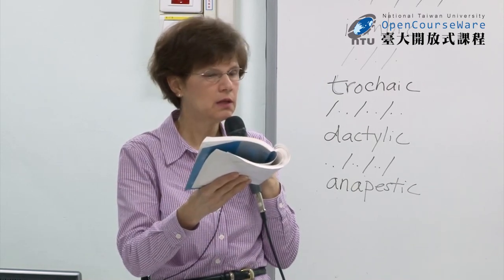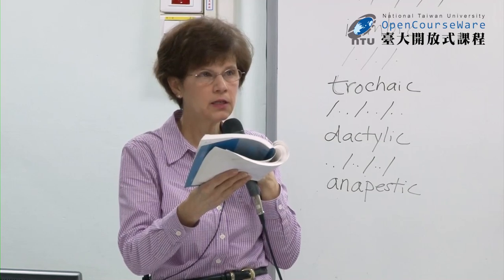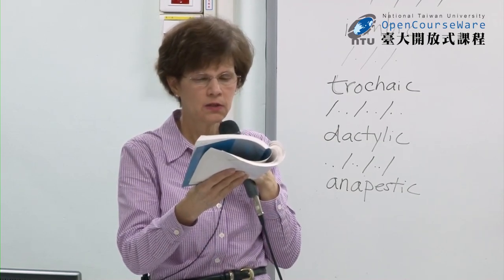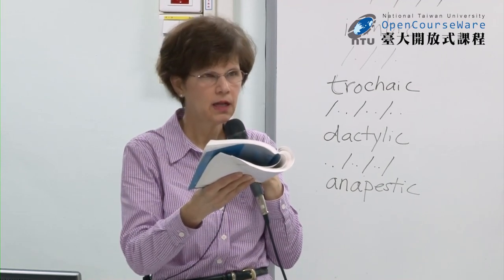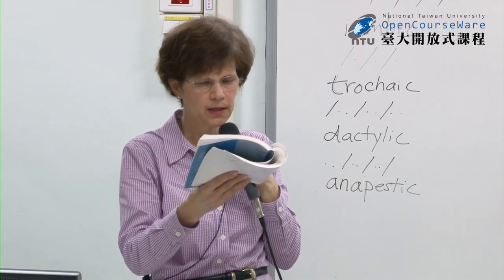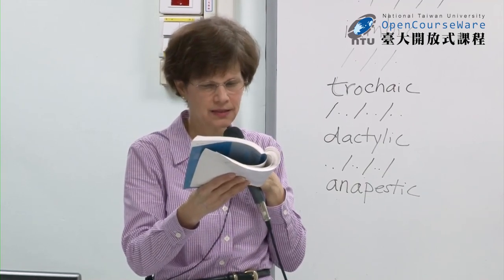Contrastive stress here. A lion, lion 可能有一点点高, but the tonic stress is on mammal. A lion is a mammal. Five, a lion is a mammal.